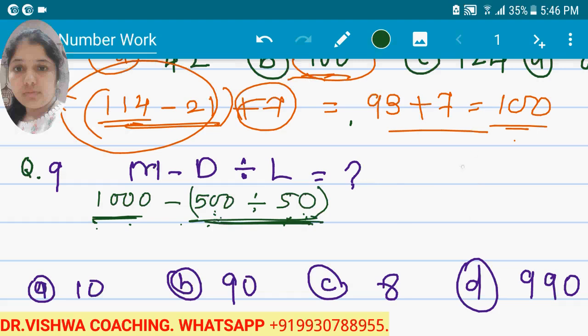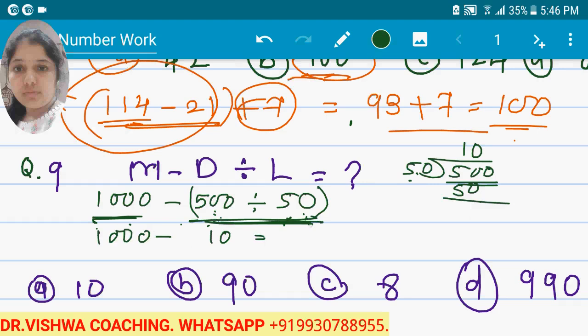Now 500 divided by 50. Now divide 500 by 50. 50 ones are 50, 50 zeros are 0, means 10. So when we divide 500 by 50, we get the answer as 10. Now 10 is to be subtracted from 1000. So your answer is 990. So this is the correct answer.